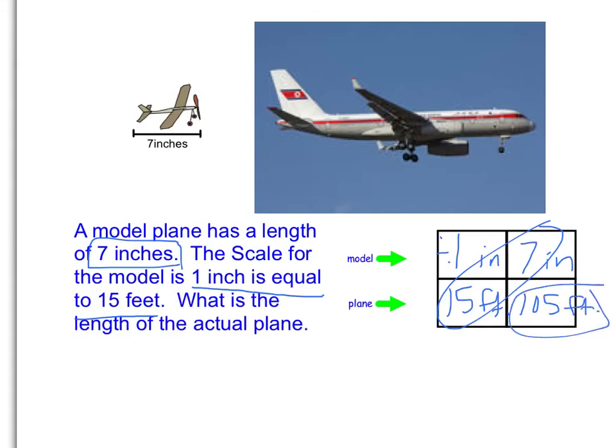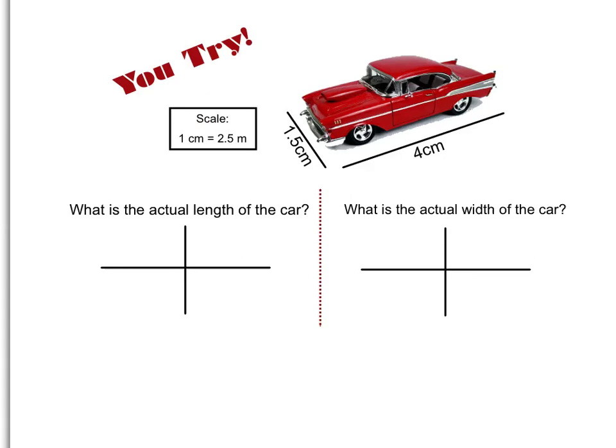That makes sense. Try these two. Okay, so the scale is 1 centimeter is equal to 2.5 meters. I'm going to write that in on both sides because my scale is the same for both.